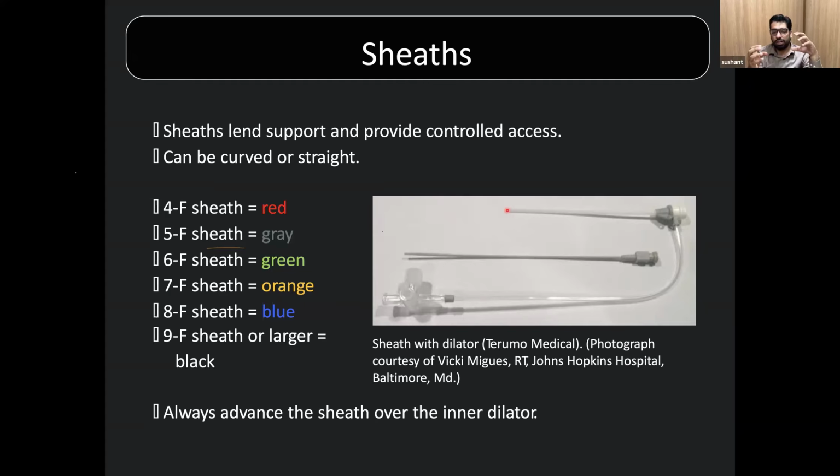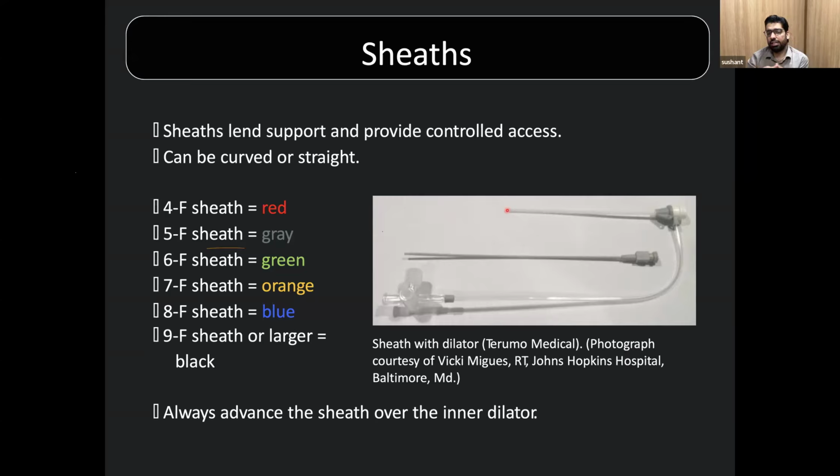If we take it as an outer diameter, a 4 French sheath will have an outer diameter of approximately 6 French. But what we need for a clinical purpose is always the inner diameter. So for sheaths, it is always the inner diameter. For catheters, it is always the outer diameter. So we check the compatibility of these things by this French size. 4 French sheaths are red, 5 French are gray, 6 French are green, 7 French are orange, 8 French are blue, and 9 French or larger are black.